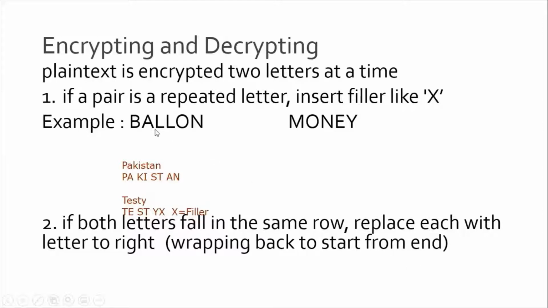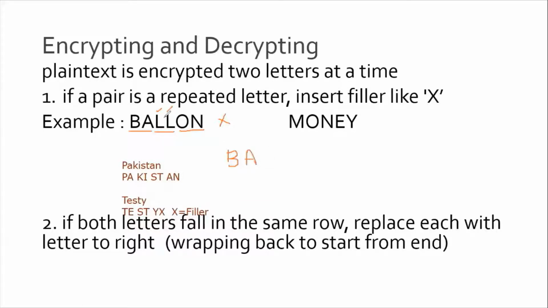So, for example, we have BALLOON. For making the pairs, we would create BA, LL, and ON. That is the ideal situation, but that is wrong. We need both letters in each pair to be different. That is another rule. Rule number 4 is that when we create the pairs of plain text for encryption, we have to check that the characters of each pair should be different. But in this case, we have BA, and then we have L and L.